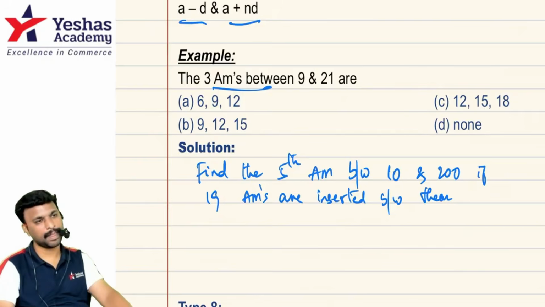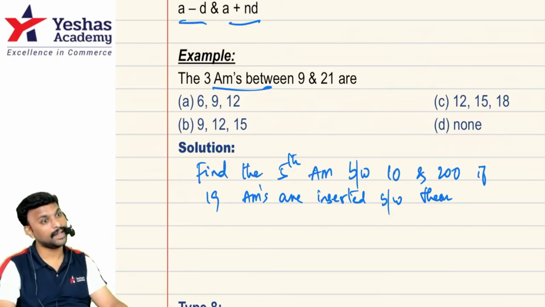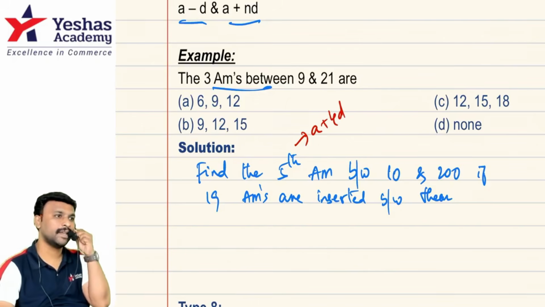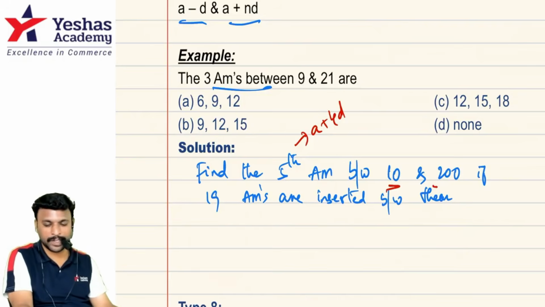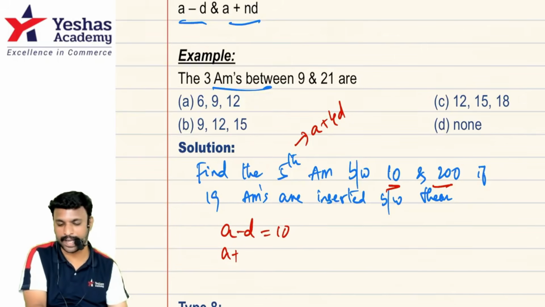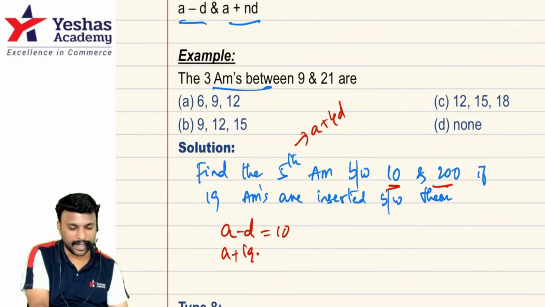What is the 50th AM? A minus 40 or A plus 40? As per the question, we need to find A plus 40. Are you getting this? What are the two given numbers to be taken as? A minus D, which is 10, and A plus ND. What is N? 19. D is equal to what?